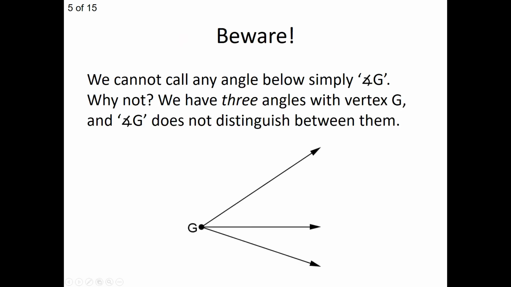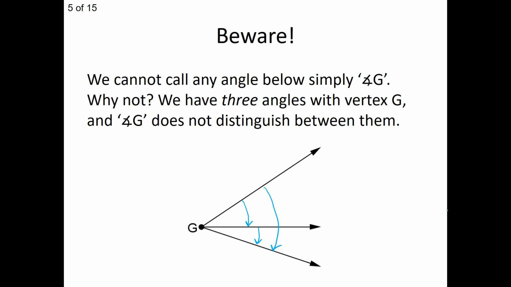What if I were to throw in a third ray? If I were to say, look at angle G, that's where we get into some ambiguity. Am I referring to this angle here? Am I referring to this angle here? Or am I referring to the entire angle? We want to be able to distinguish them, which is why when we have more than two rays coming out of an endpoint, we want to make sure we use the three-letter angle name. That's going to be more appropriate than just using the single letter. But in a lot of cases, we can get away with using the single letter.